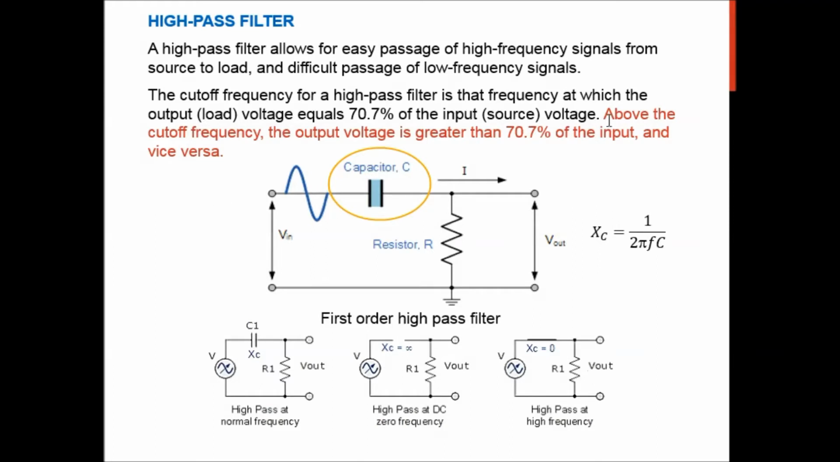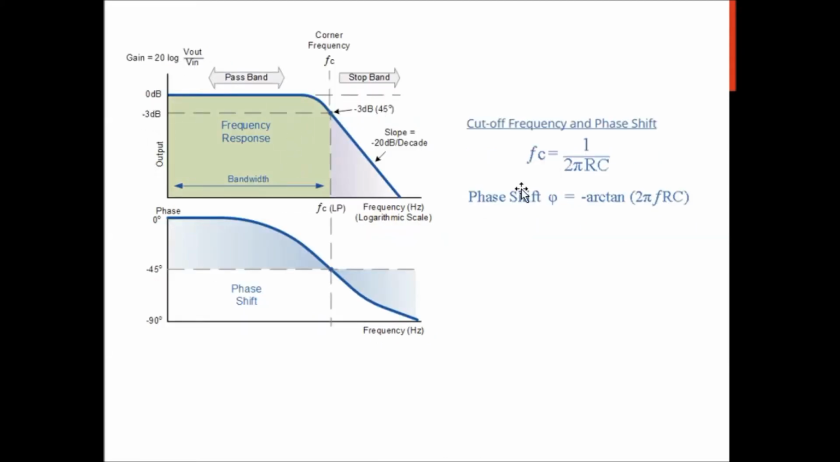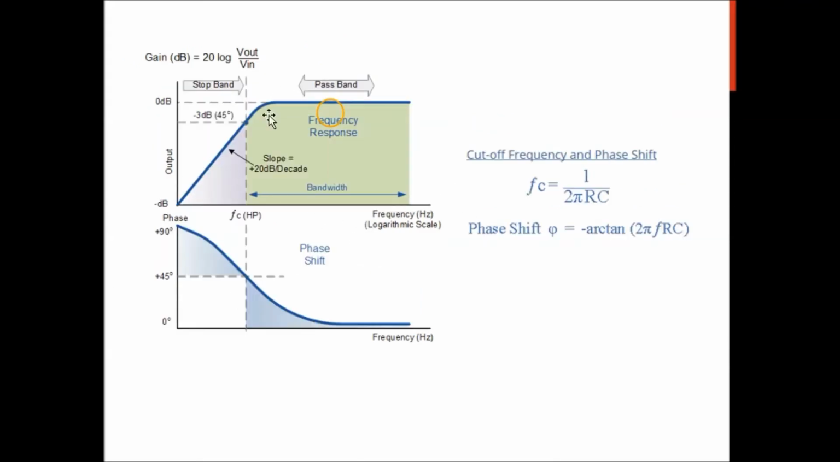Same thing, the cutoff frequency is when the output voltage is equivalent to 70.7%. It will go upward until it reaches this point. If you look back at the low pass, it will allow low frequency, but once it reaches the 70.7% point, it will block. So this is the cutoff frequency for low pass. It's going downward in this case, and the high pass is upward.